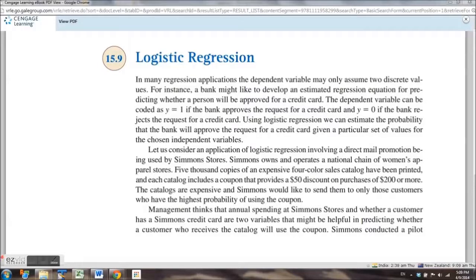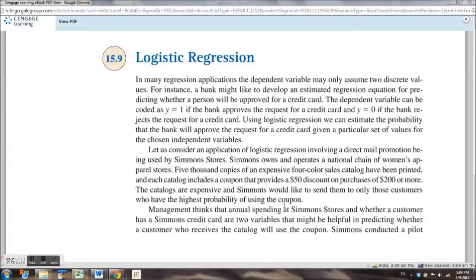In this logistic regression example, we are considering Siemens stores. They operate a national chain of women's apparel. Now they have printed 5,000 copies of an expensive 4-color sales catalog, and within the catalog they have included a $50 discount on purchases of $200 or more coupon.